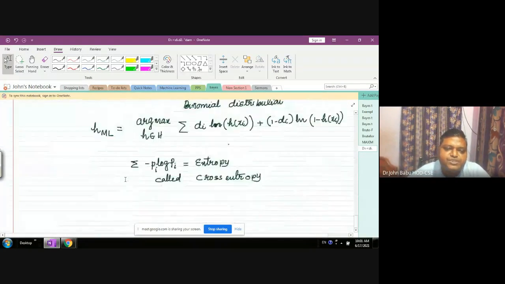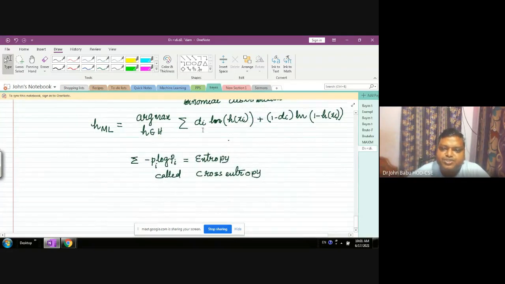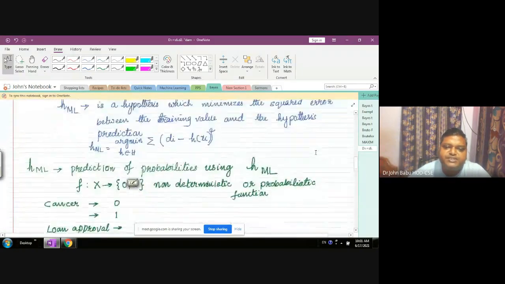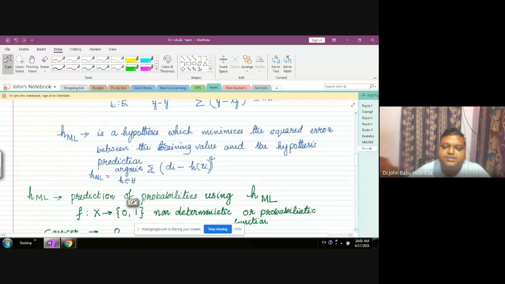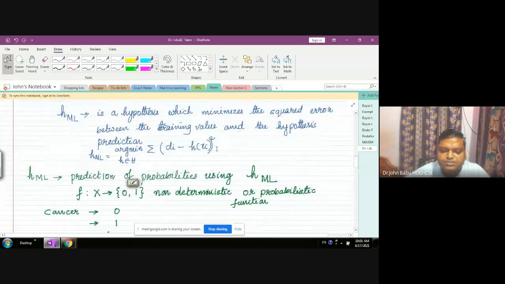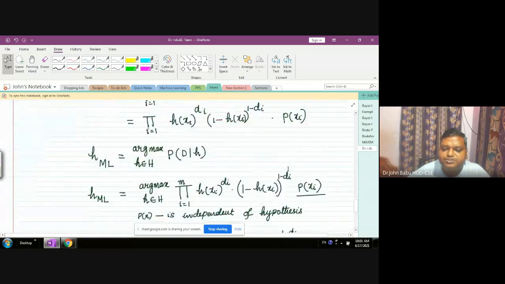In that situation, the maximum likelihood hypothesis is di logarithm of h of xi plus 1 minus di into logarithm of 1 minus h of xi. In case of deterministic probability, it is the hypothesis which returns the minimized error, the difference between the training value and the hypothesis value. So that was equation number 1 for maximum likelihood, and this is equation number 2 for the maximum likelihood hypothesis.